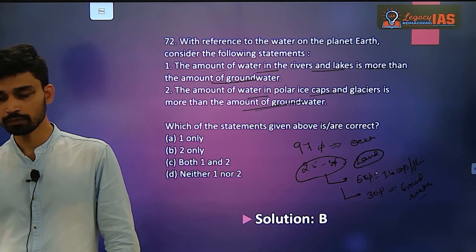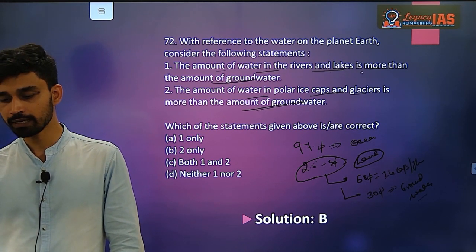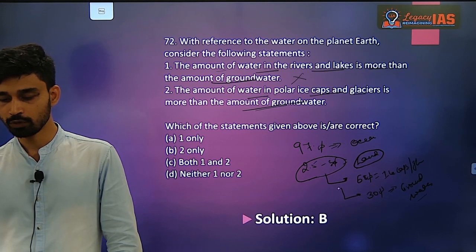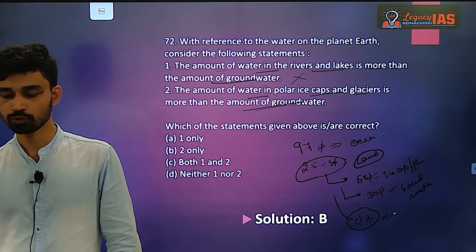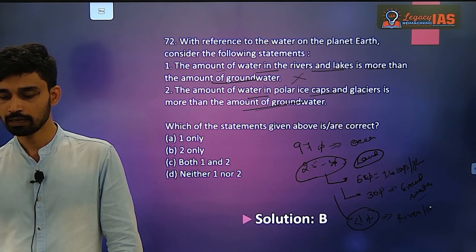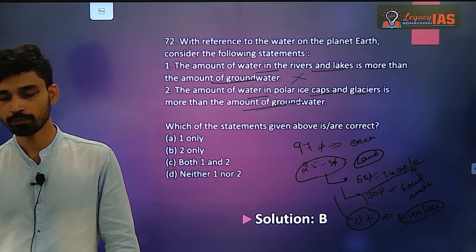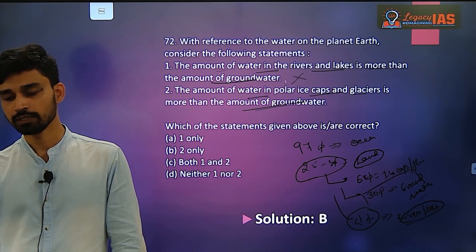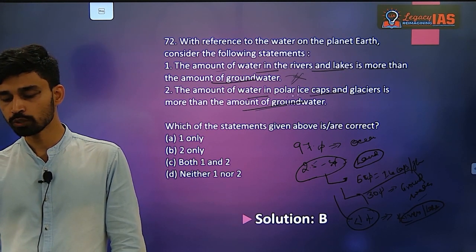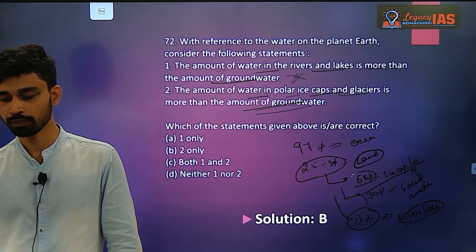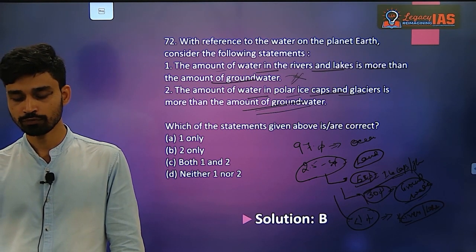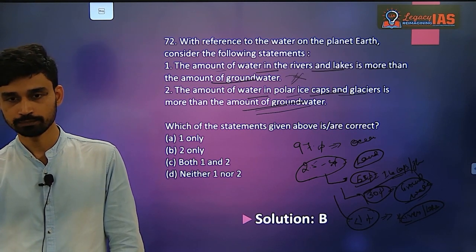So, what we can see from here is that the statement that the amount of water in rivers and lakes is more than the amount of groundwater is incorrect, because less than 1% of water is found in other sources, and rivers and lakes are within this 1%. Obviously groundwater is much higher in concentration compared to the water present in rivers and lakes. So, this is an incorrect option. Second, the amount of water in polar ice caps and glaciers is more than the amount of groundwater. That is absolutely correct, because about 68% of water is in ice caps and only 30% is in groundwater. So, the correct answer will obviously be B, that is 2 only.